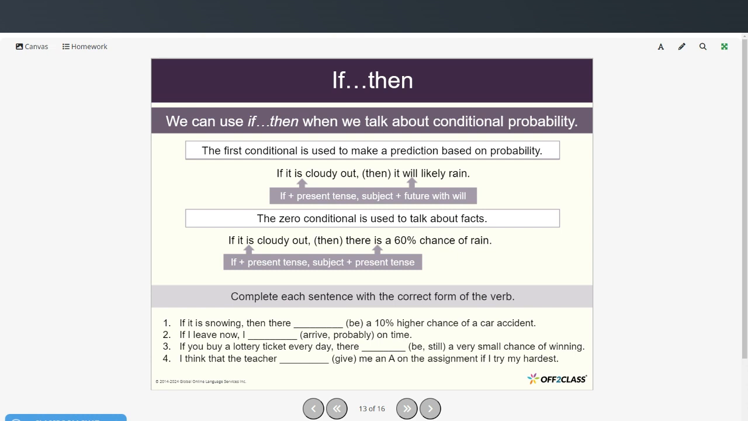The zero conditional is used to talk about facts. If it is cloudy out, then there is a 60% chance of rain. So here it's if plus the present tense plus the subject plus the present tense. All right, so then try these. You're going to use the correct form of the verb that's given, and try these on your own, and then restart the video when you're ready to check your answers.